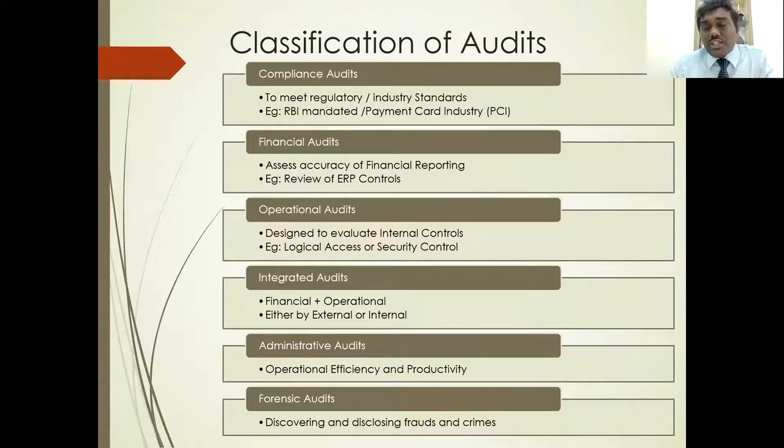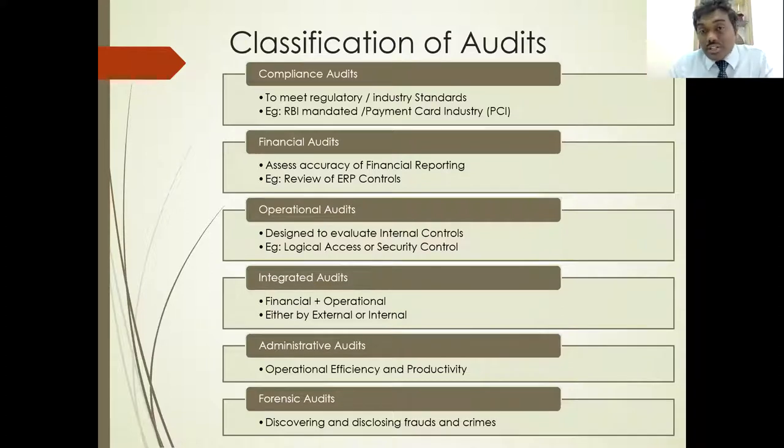So what are the classifications of audits? You can classify these audits as compliance audits. Why? You are doing an IS audit merely for the purpose of compliance. Example: RBI says get an audit. There is something called the Payment Card Industry standard, PCI. All those people who are processing credit card or debit card information should compulsorily be subject to this PCI. Of course, there's a threshold, etc. If you're doing one or two transactions, it's not mandated.